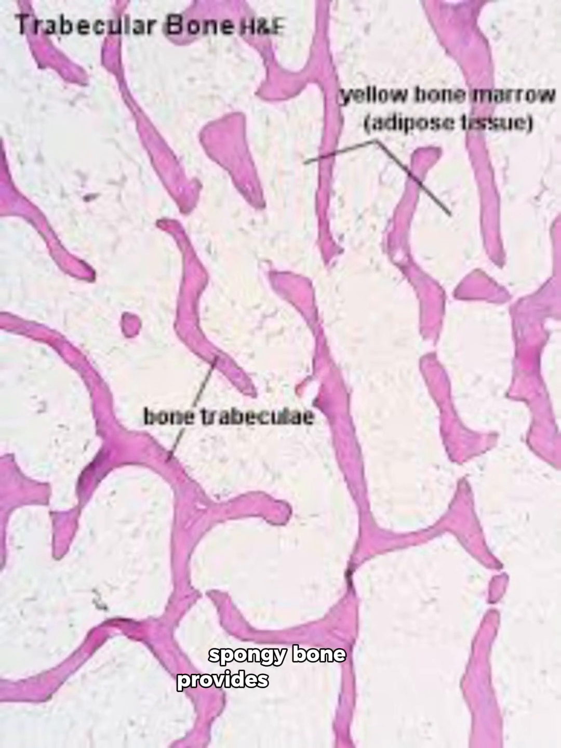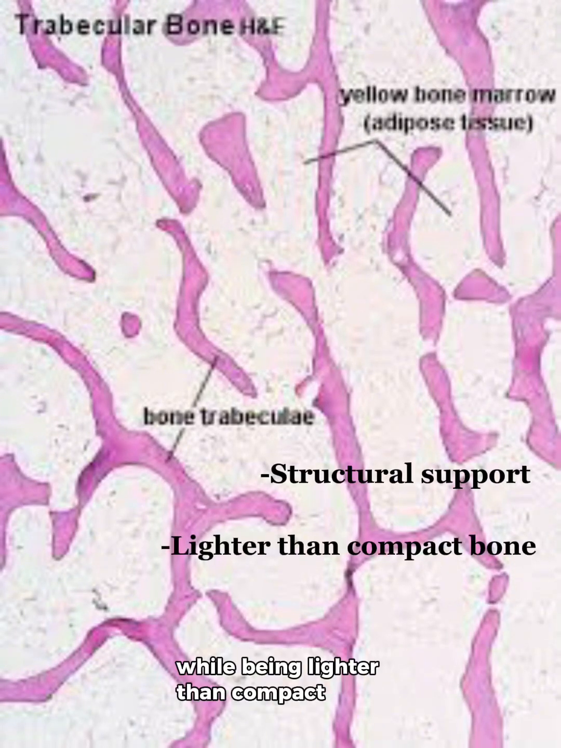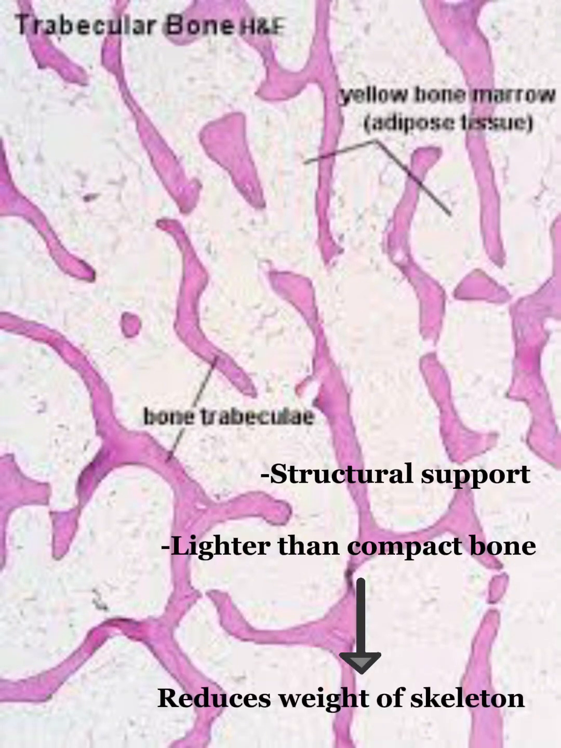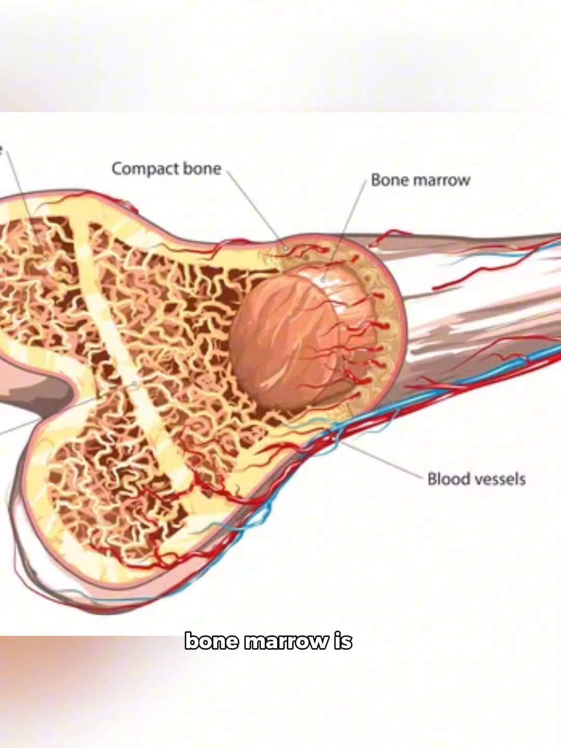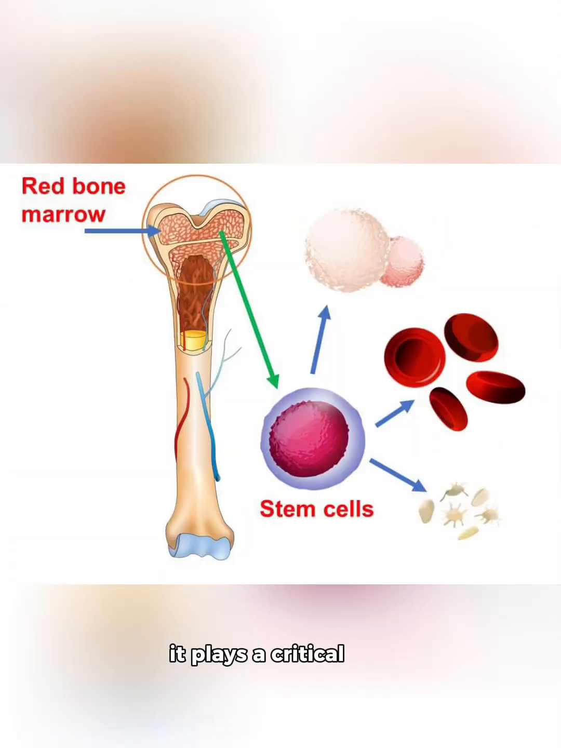Spongy bone provides structural support while being lighter than compact bone, which helps reduce the overall weight of the skeleton. Bone marrow is a soft, spongy tissue found in the center of bones. It plays a critical role in the process of blood cell formation.